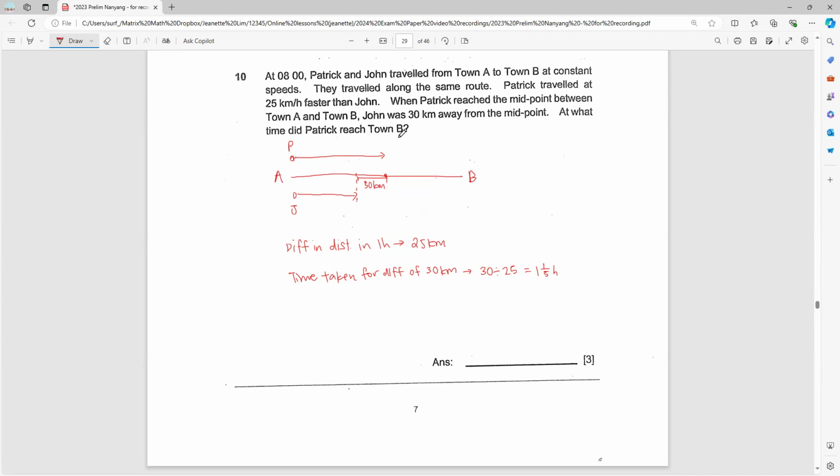They're asking what time did Patrick reach town B. Now, if Patrick took 1 1/5 hour for this, to reach town B he will take twice the time. So 1 1/5 times 2 equals 2 2/5. And if we convert this 2 2/5 hour into hour and minutes, because we want to find the time, which means I need the timeline. So this is 2 hours, and 2/5 of an hour is 24 minutes. To change the hour to minutes, times 60. So 2/5 times 60 is 24. So timeline, 2 hours 24 minutes later will be 10:24. So the answer is 1024 in 24-hour clock.